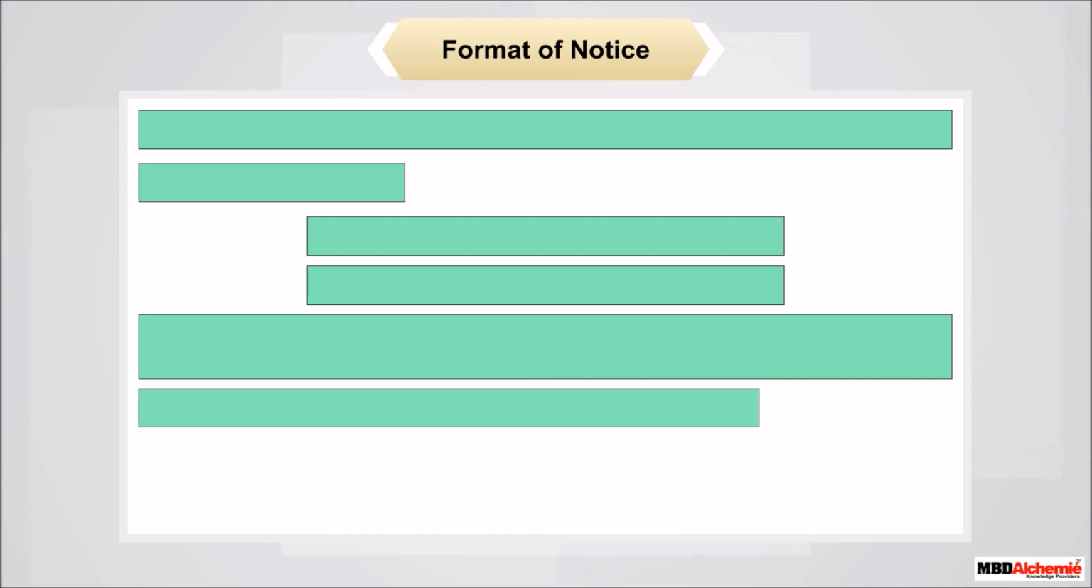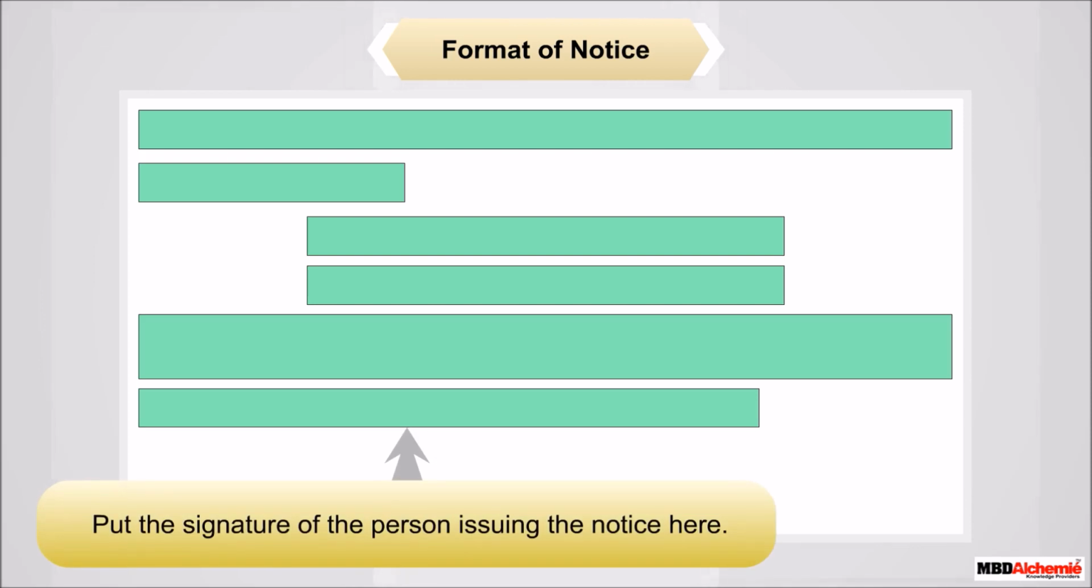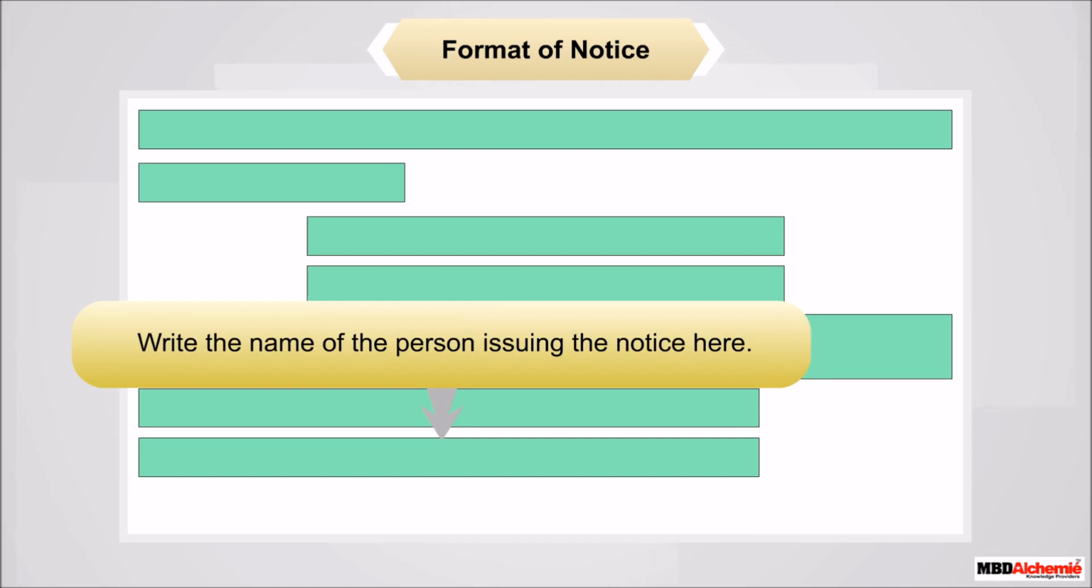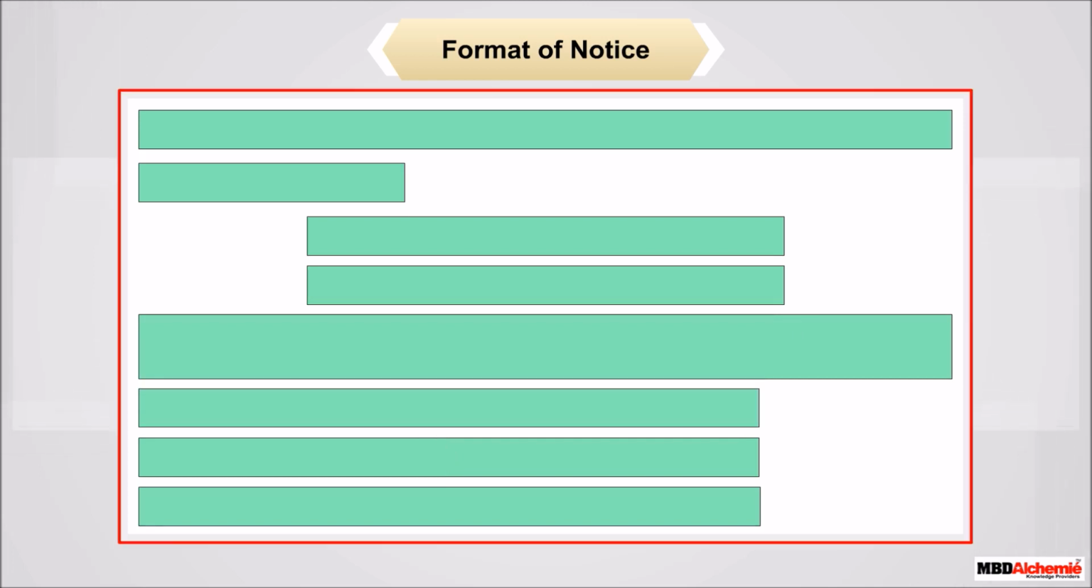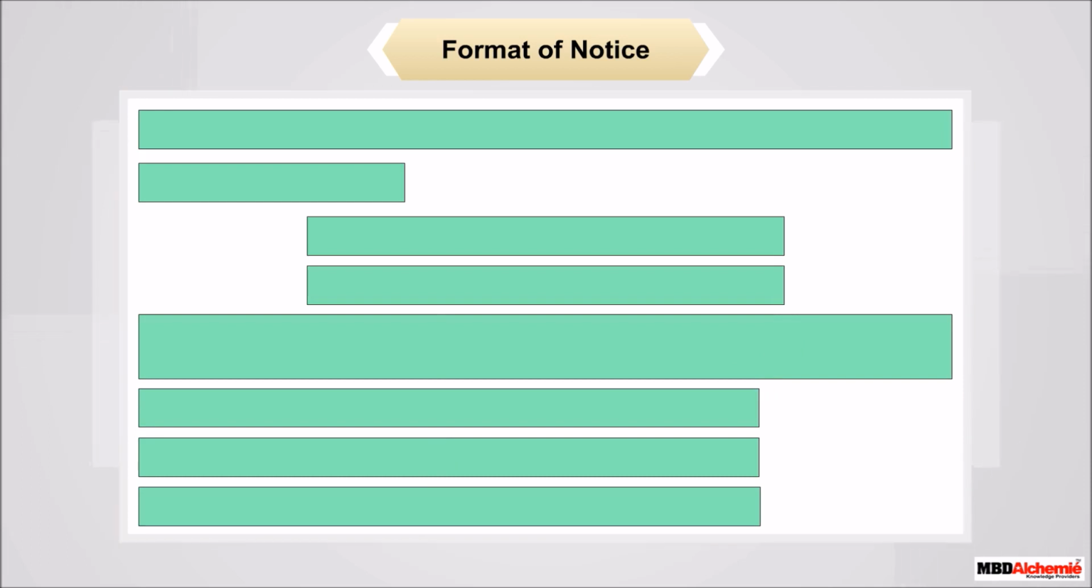Finally, at the lower left corner, write first the signature of the person issuing the notice, then the name of the person writing the notice in block letters, finally the designation of the person issuing the notice. Also remember that all this will be in a box.